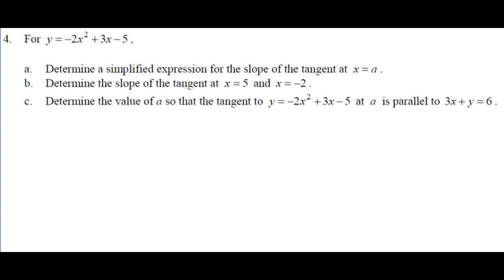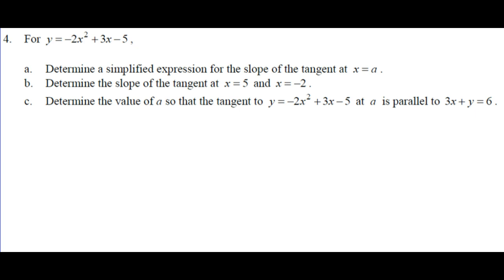Yeah, wait till you see the next one. For y equals negative 2x squared plus 3x minus 5, determine a simplified expression for the slope of the tangent at x equals a. So this is a little bit more general. What's a general formula for the slope? Instead of having to calculate the slope at every particular point, like when x is 5, when x is negative 2, right?